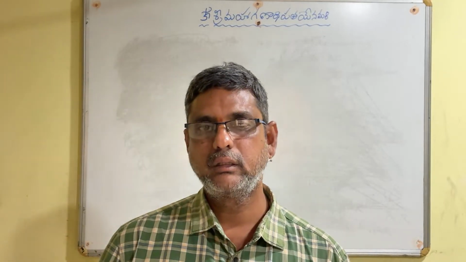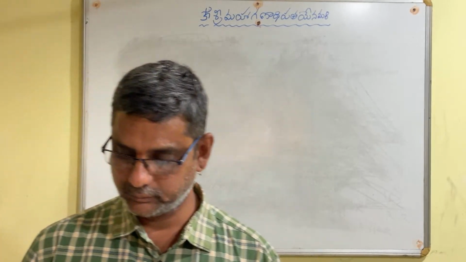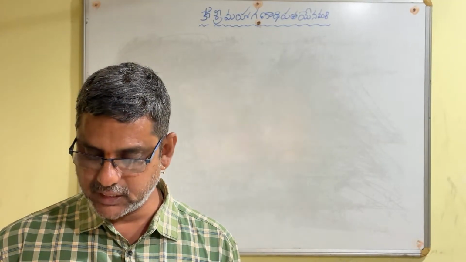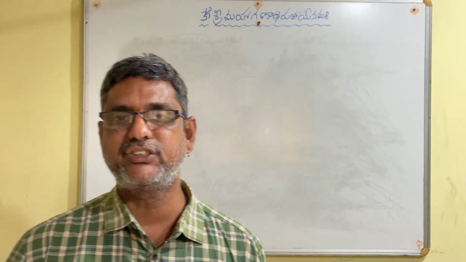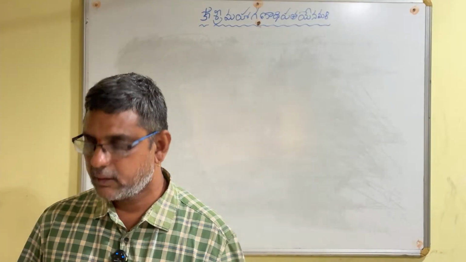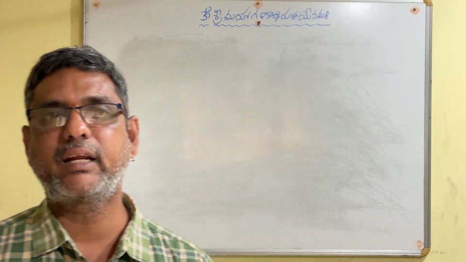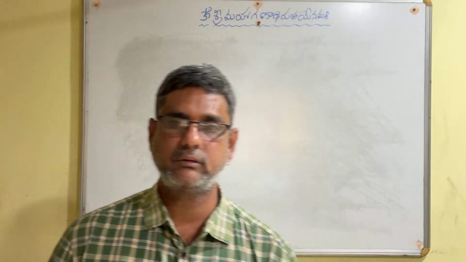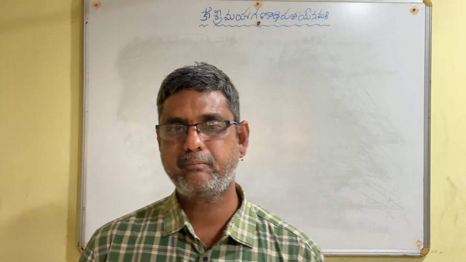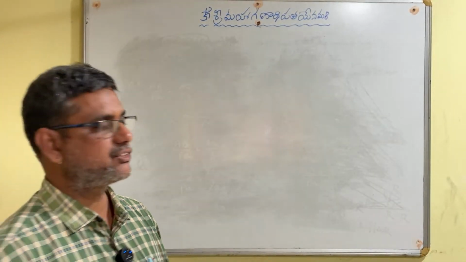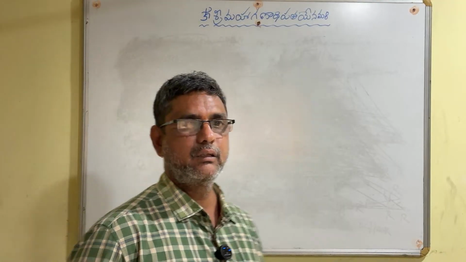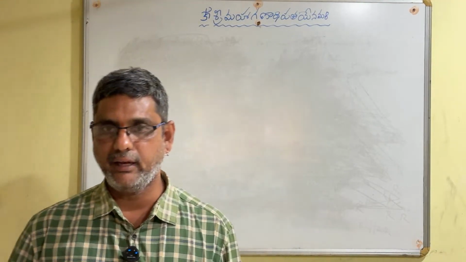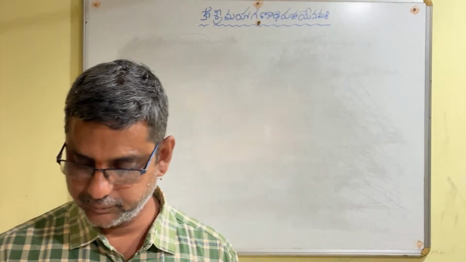Next one. A line intersecting a circle in 2 points is called a secant of the circle. Very good. Secant of the circle. Good.